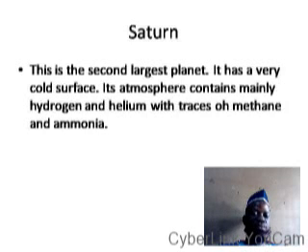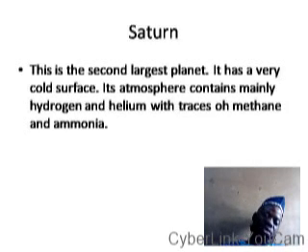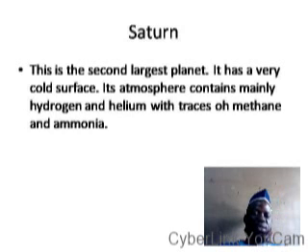Then we have Saturn. Saturn is the second largest planet after Jupiter. It has a very cold surface. You can see it is so distant from the sun. Its atmosphere contains mainly hydrogen and helium, but there are traces of methane and ammonia.